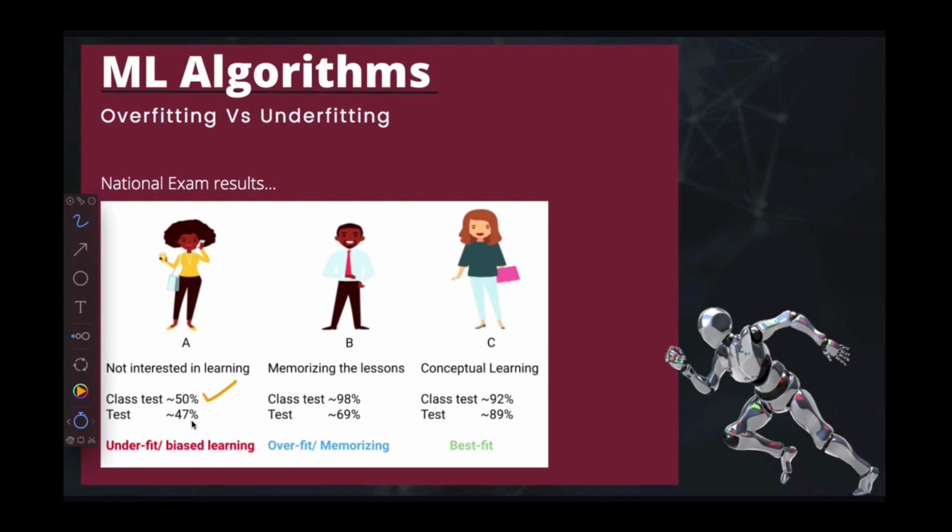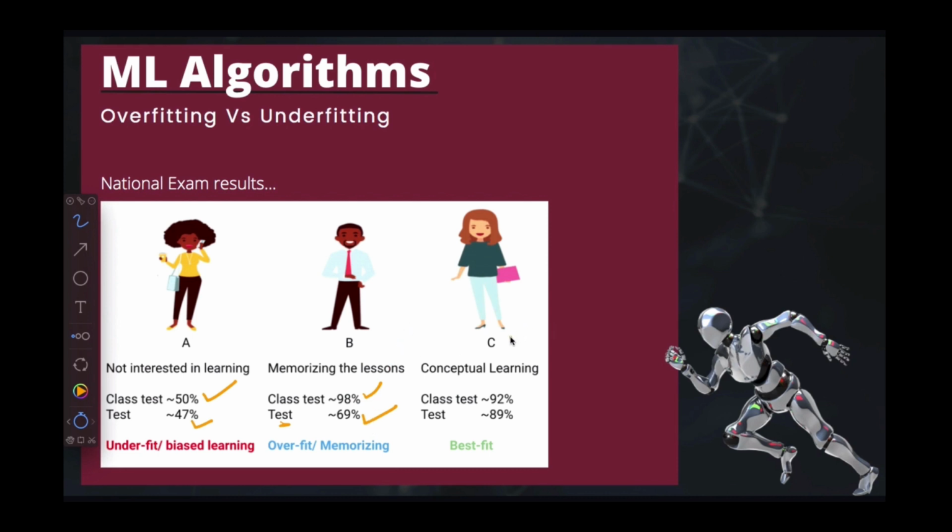But during the national test, things became way worse for her, because that is a completely strange field. And then Mr. Know It All, the memorizing person, during the class, since he has mastered the techniques of the professor, was able to get 98%. But when it came to the test from outside that he has not seen before, the performance reduced drastically to 69%, right?